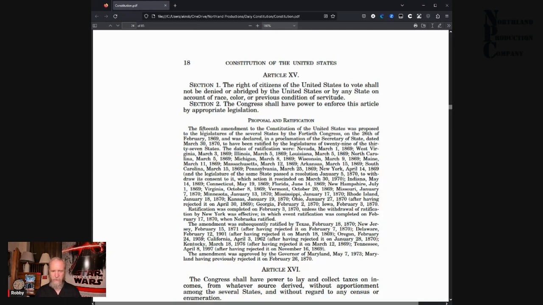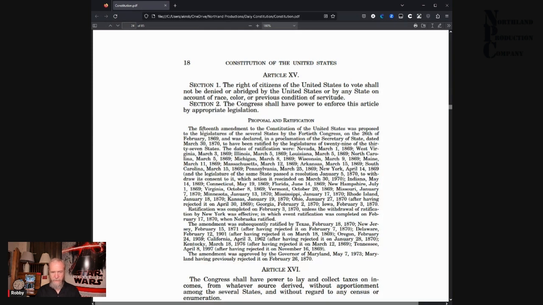The dates of ratification were Nevada. I'm just going to go through the ones that ratified it. In 1869, it was Nevada, West Virginia, Illinois, Louisiana, North Carolina, Michigan, Wisconsin, Maine, Massachusetts, Arkansas, South Carolina, Pennsylvania, New York, and Indiana, Connecticut, Florida, New Hampshire, Virginia, Vermont, Missouri, Minnesota, Mississippi, Rhode Island, Kansas.